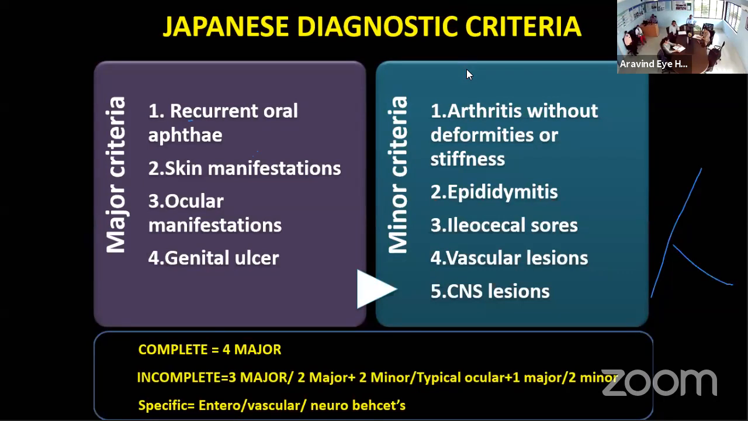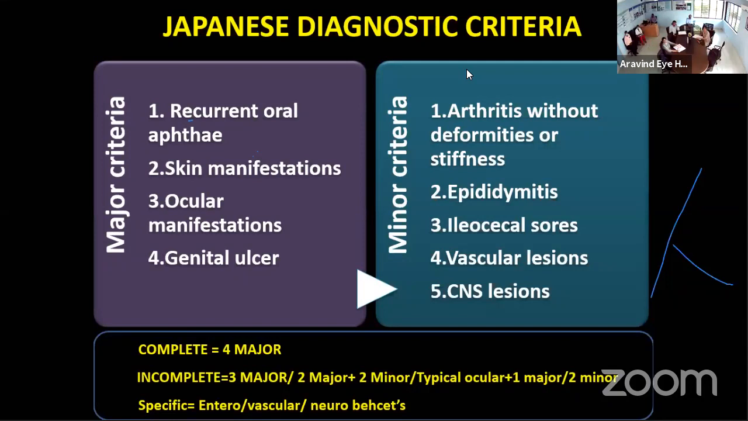So again, the Japanese people, they are unique in their own ways, and they gave a new criteria called major criteria or minor criteria. The major had again this recurrent oral aphthous, skin manifestation. The ocular manifestation was good enough to be a major criteria, and genital ulcer. It's easy to remember. The minor criteria include arthritis, epididymitis, ileocecal sores, vascular lesions, and the CNS lesions.